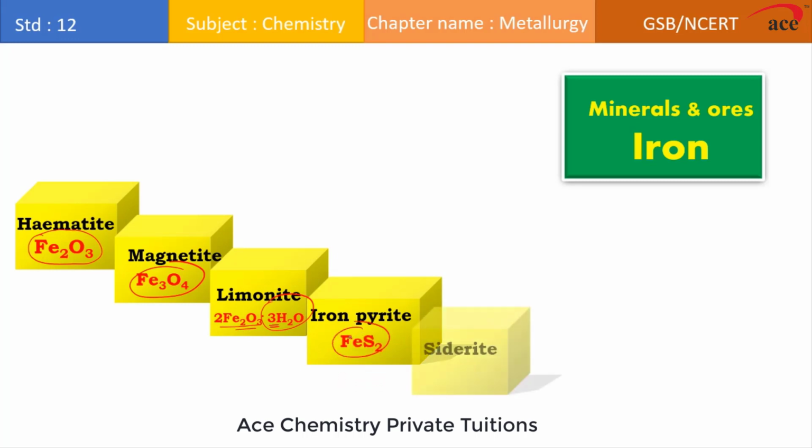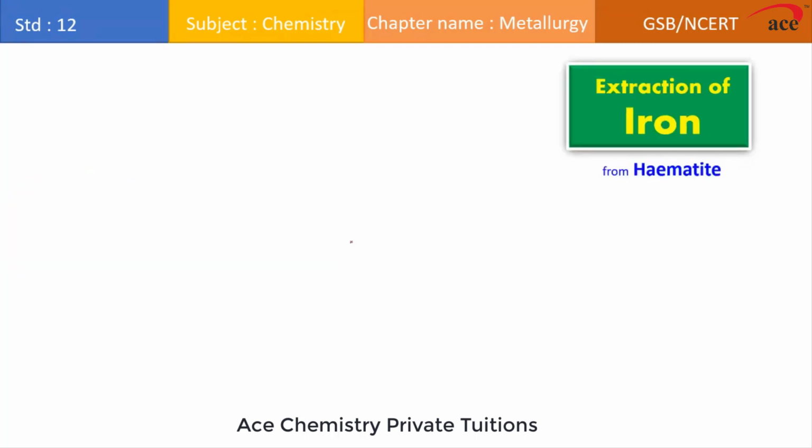FeS2. So out of this, there is one more. Siderite. The siderite is what? FeCO3. It's iron carbonate. Out of all these minerals, the mineral from where the iron metal is extracted profitably, that is the ore, is what? Hematite. The very first step involved in the extraction of iron from hematite, as usual, is what?